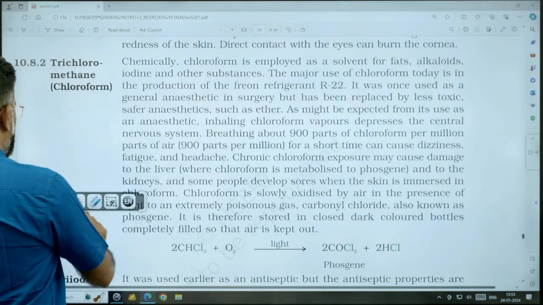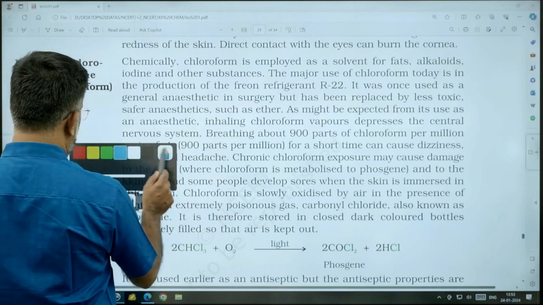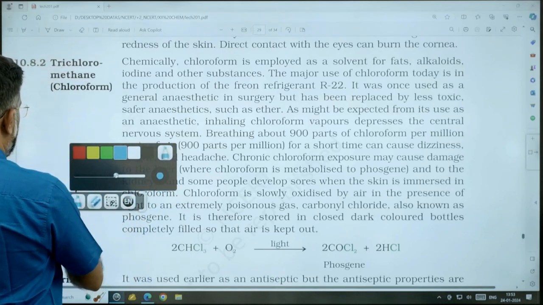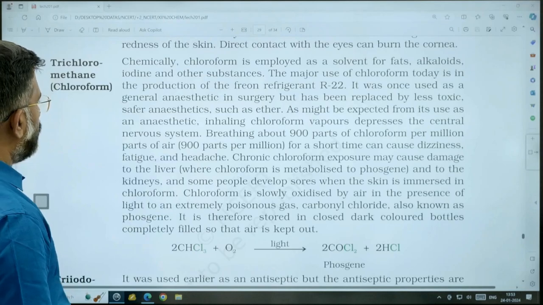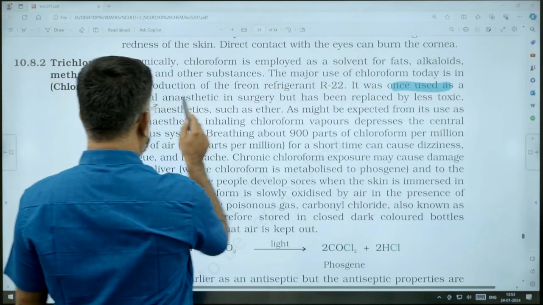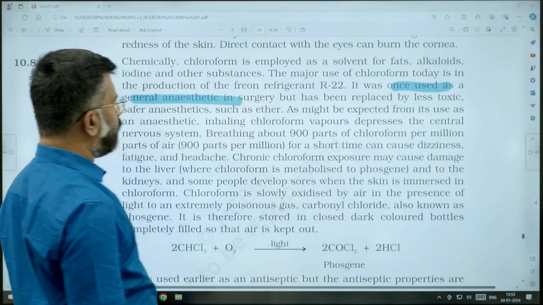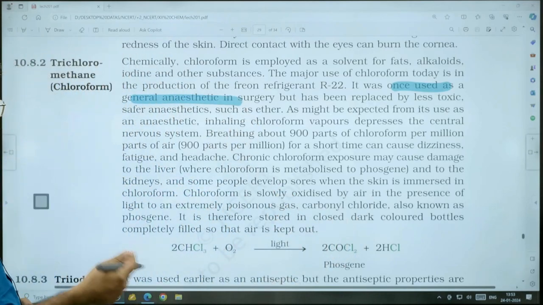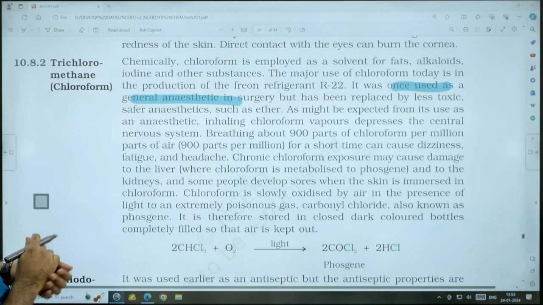Coming back to the chloroform point, our discussion was chloroform. It was once used as a general anesthetic. Nowadays we are not using it. Nowadays we are using less toxic ether or some more advanced materials.